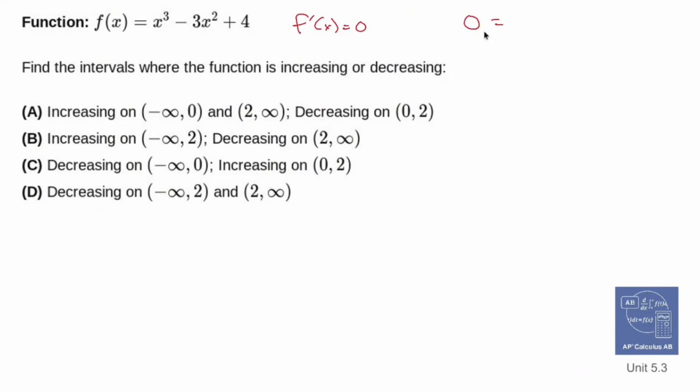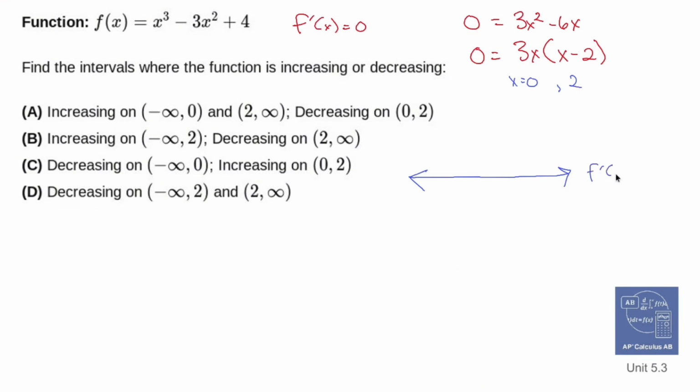The derivative of x cubed is 3x squared. The derivative of negative 3x squared is negative 6x, and 4 just disappears. What I can do is factor out a 3x, and that leaves me with x minus 2. So using the zero product property, my critical points are at 0 and at 2. Hooray! Now I'm going to make a sign table for my f prime function.